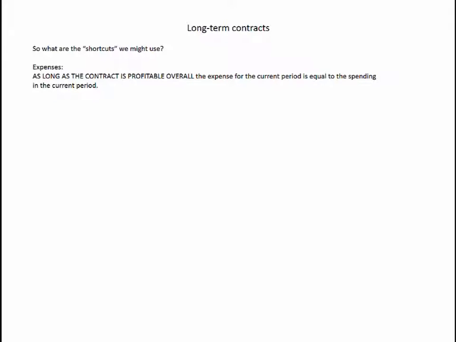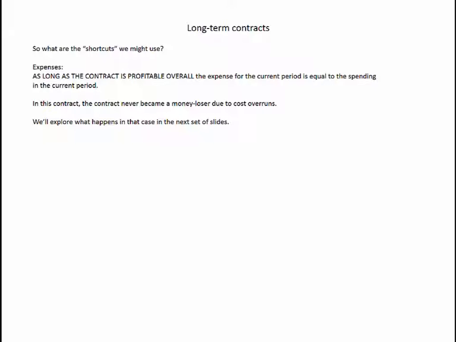Likewise for the expenses. And again, I can't stress strongly enough, as long as the contract is profitable overall, which is the case here, the expense for the current period is simply equal to the spending in the current period. In this contract, the contract never became a money loser overall due to cost overruns, so every year the cost of long-term contract, or the expense for the period, was equal to whatever we spent that year. $300,000 in year 1, $400,000 in year 2, $300,000 in year 3. We'll explore what happens in the case of an overall loss in the next set of slides.